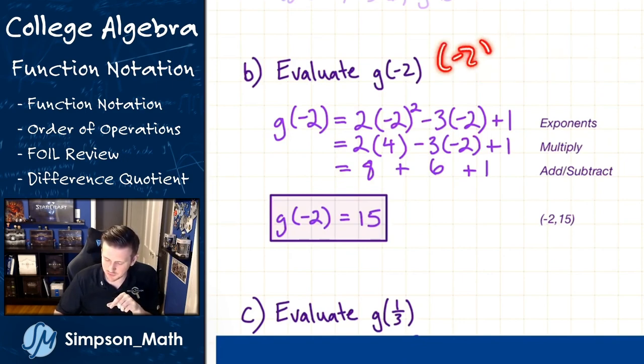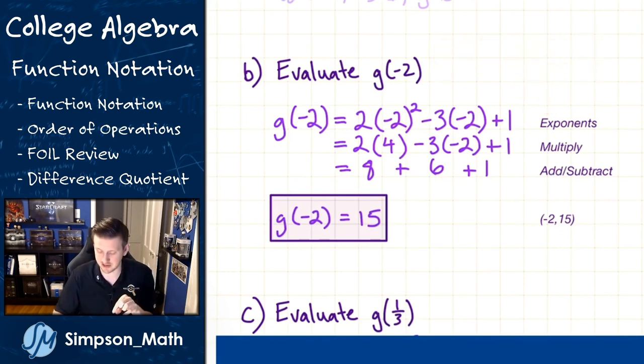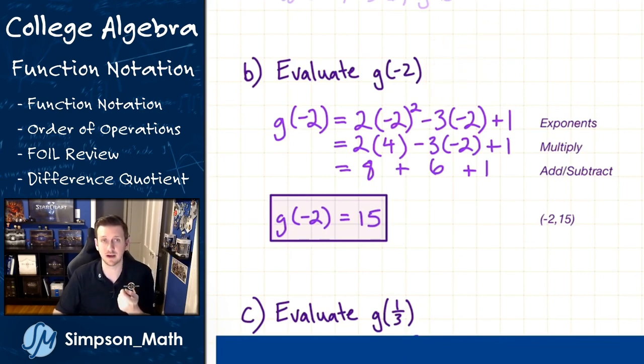It is negative 2 squared, which is negative 2 times negative 2, and a negative times a negative is a positive, so it's a positive 4, all right? So it is not just, oh, it's convenient. It is mathematically incorrect to say this, all right? So make sure we put parentheses around our substitutions. So negative 2 squared is positive 4.